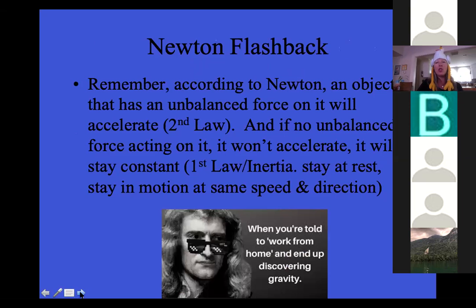Okay, so I wanted to do a quick little Newton flashback here to remind you what Newton says about objects with unbalanced forces acting on them. According to Newton, an object that has an unbalanced force on it will accelerate. And if no unbalanced force acts on it, it won't accelerate. It'll stay constant. That is what we're thinking about as we're answering this question.